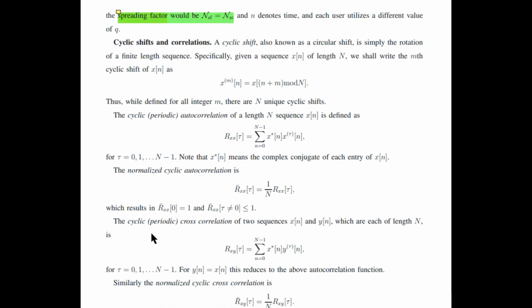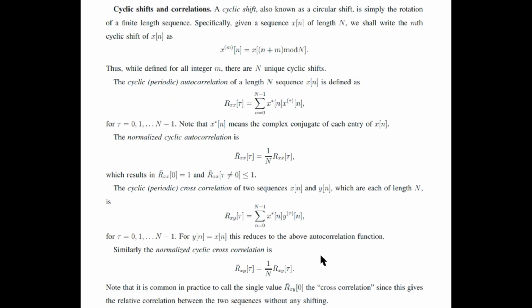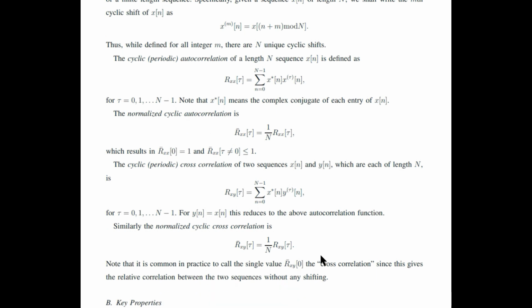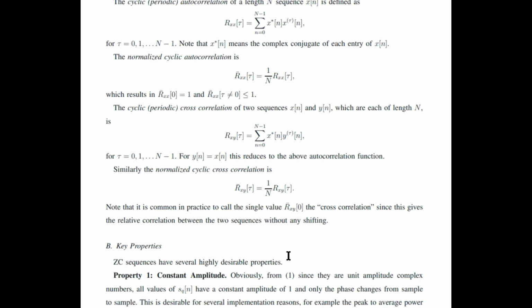For cross correlation, we take the sequence x and another sequence y of length N, and we get the periodic cross correlation of the two sequences. In this case we write R_xy(tau) equal to the sum for n equal to 0 to N minus 1 of x*(n) y(n plus tau), where tau belongs to 0 to N minus 1. If y(n) is equal to x(n), then that is the autocorrelation function. Similarly, dividing by N gives the normalized cyclic cross correlation.